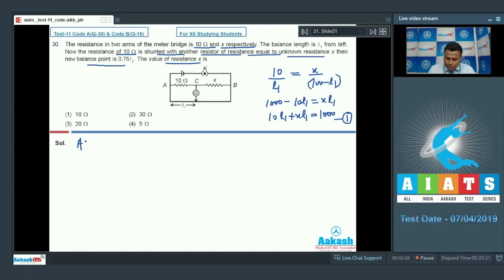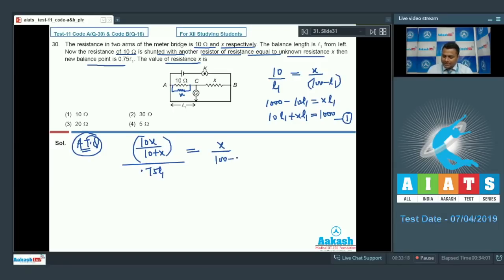Now according to new condition given in the question, if 10 ohm is shunted with another resistance equal to X, so shunted means parallel, then the new balance length is 0.75 L1. So resistance will be combination of 10 and X parallel, that is 10X upon 10 plus X divided by balance length 0.75 L1 equals X upon 100 minus 0.75 L1.